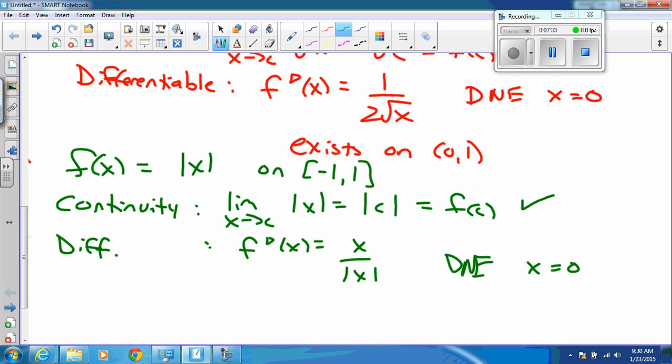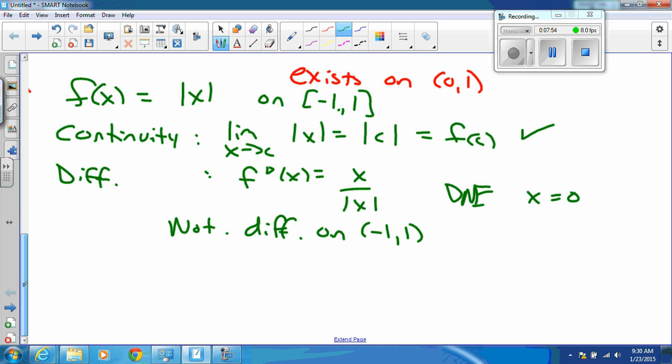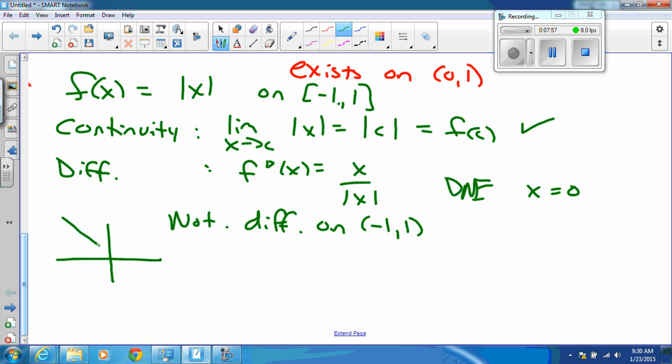And because this does not exist when x is equal to 0, and because 0 is smack dab in the middle of my interval, therefore this is not differentiable on the open interval negative 1 to 1, because there is one place where my derivative blows up. And we can see that in the graph.